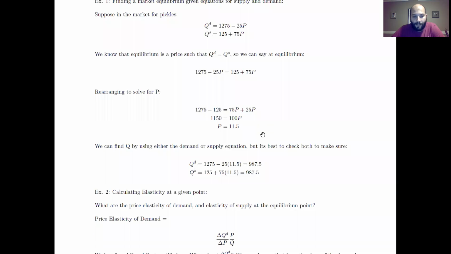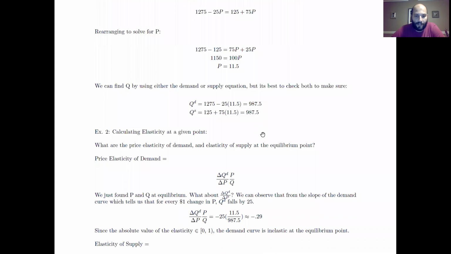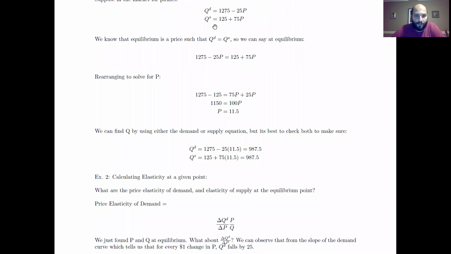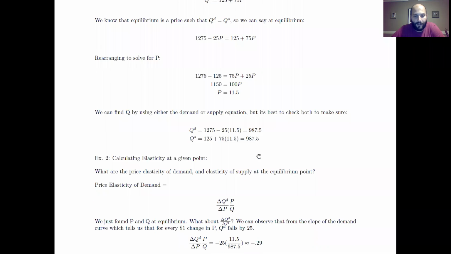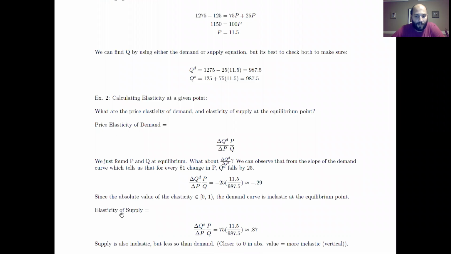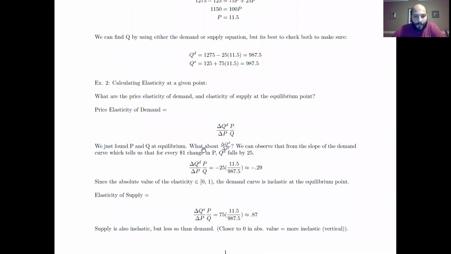Okay, so what about the elasticities? We had this idea of calculating elasticity at a given point. Here we have our supply and demand equations, and then we found the market equilibrium price and quantity. So what if we wanted to know the price elasticity of demand and of supply at that point? We have our elasticity formula that tells us we can find the change in quantity over the change in price, multiply that by P over Q. We have P and Q, we just solved for that up here, right? So we can plug those in.